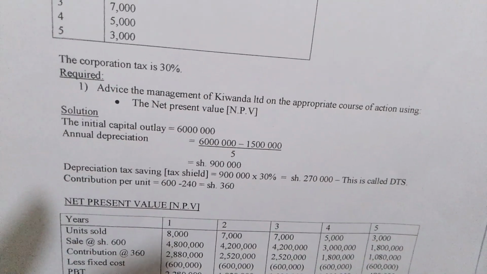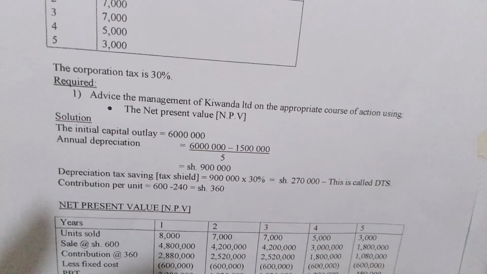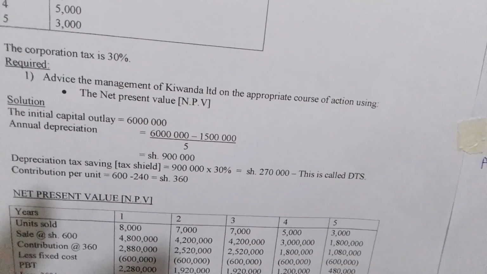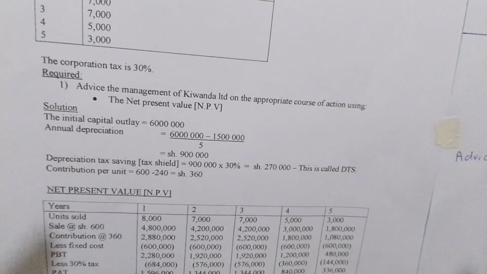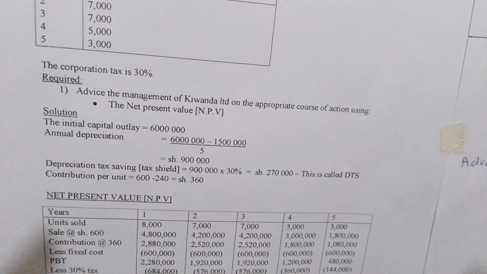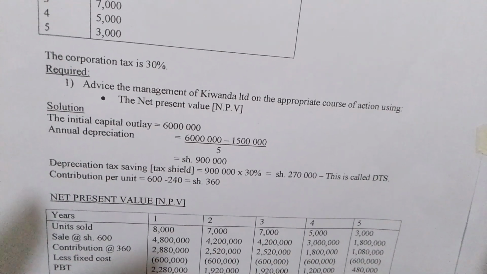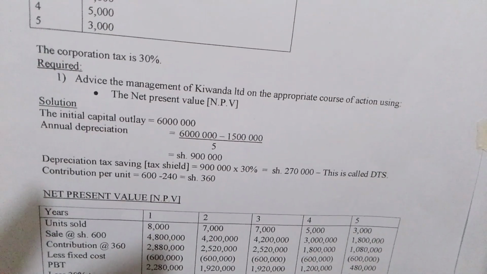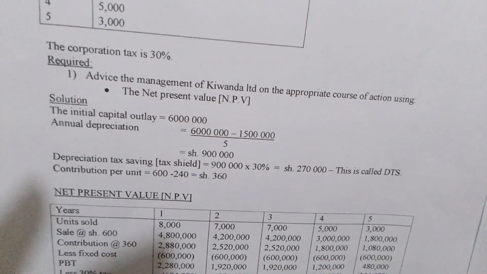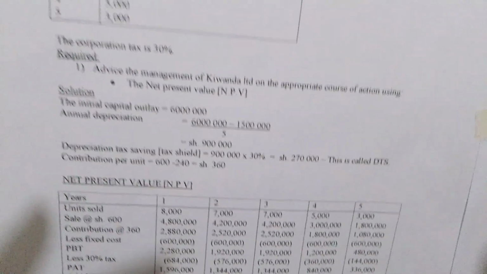The other important thing that we should have in mind is the calculation of depreciation tax saving, which we will be referring to as DTS, the depreciable tax shield. The depreciable tax shield, or the DTS, is calculated by the depreciation per year multiplied by the tax rate. In this case, the depreciation per year is 900,000, and therefore to obtain the DTS, we multiply that depreciation by that percent, and our DTS becomes 270,000.